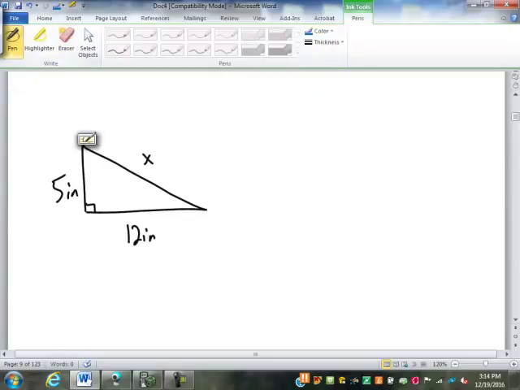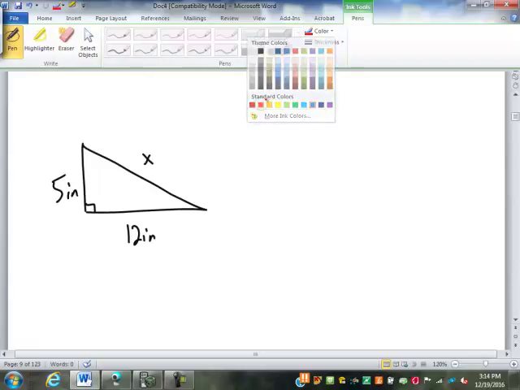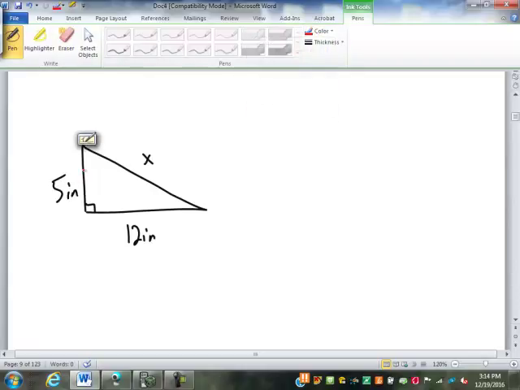Whenever we have a right triangle, of the three sides, two of them are what we call legs. Those two sides there are the legs because they make the right angle. They make the L of the triangle. The right angle looks like an L, so those are the legs. The side that does not touch the right angle, it's across from the right angle, is called the hypotenuse. The hypotenuse will always be the longest side of the right triangle.